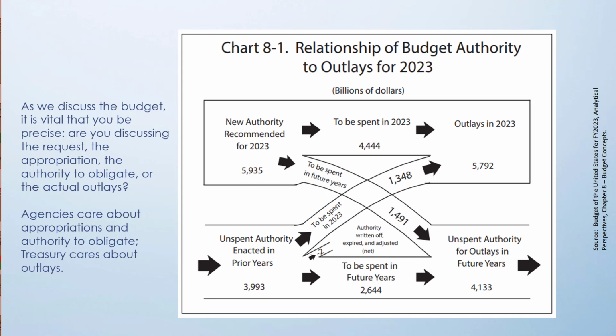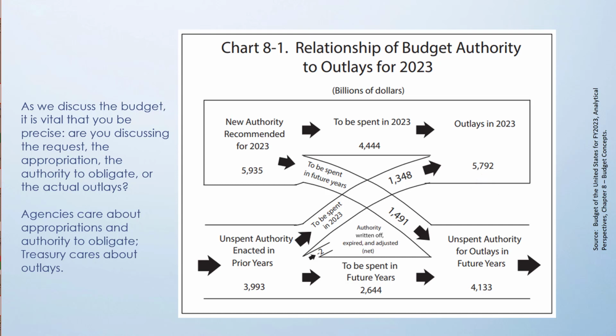So if part of the 2023 budget will outlay in future years, we can expect some prior year appropriations to carry into the current year. And we see that in the lower left. Unspent authority enacted in prior years, we brought about $4 trillion into the current year, into 2023. Of that $4 trillion, about $1.3 trillion will outlay in 2023. The rest will go on to a third or fourth or fifth year. So while the budget requested $5.9 trillion, we only expect $5.8 trillion or so to actually leave the Treasury this year.